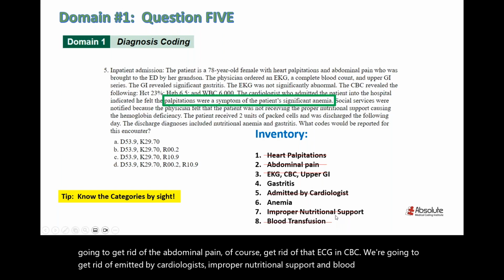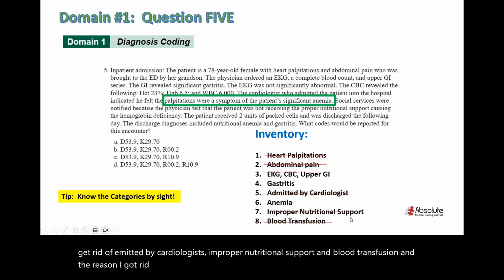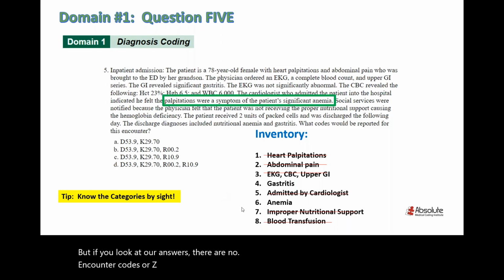And the reason I got rid of improper nutritional support, in the real world, we would code it. But if you look at our answers, there are no encounter codes or Z codes there. So they're not coding for it. So all I need to code for is gastritis and anemia.